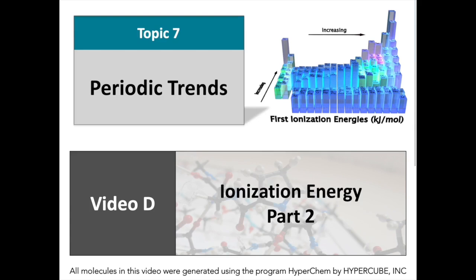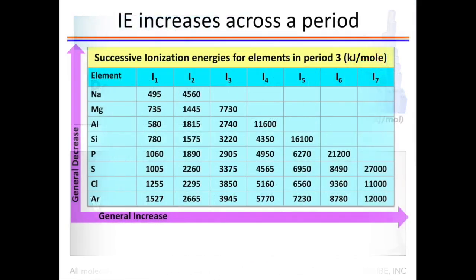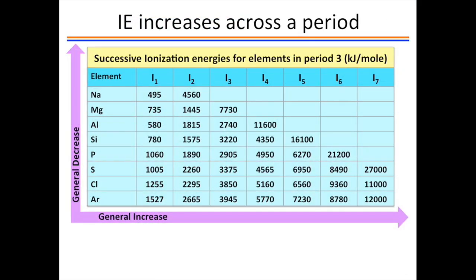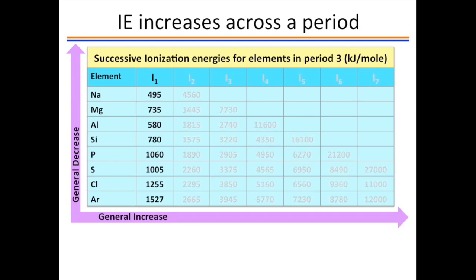Good morning, students. This is topic 7, video D, Ionization Energy, part 2. We have learned how to understand the trends in successive ionization energies in atoms. Now let's look at the first ionization energy as we go across a period. Although the arrow is pointing down, these atoms are increasing across period 3.